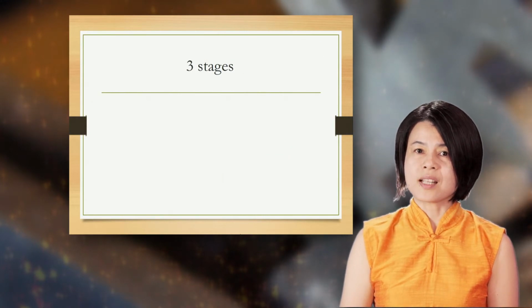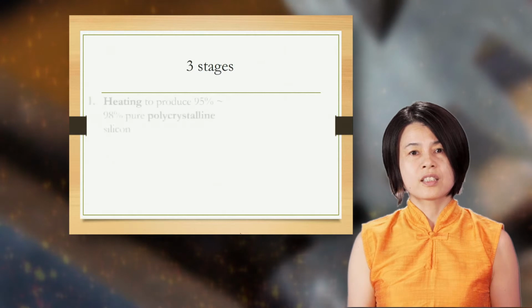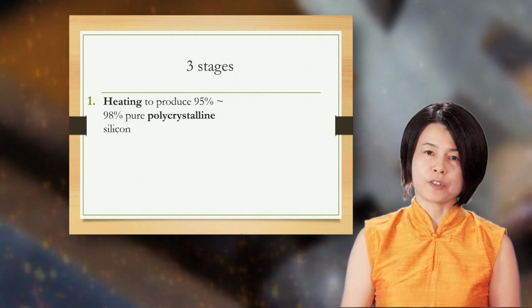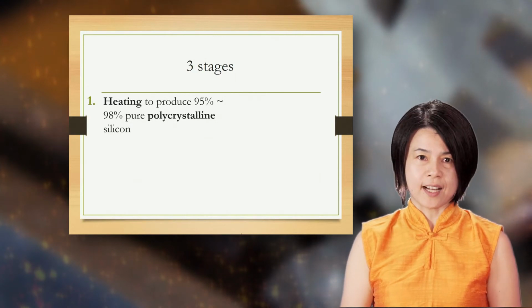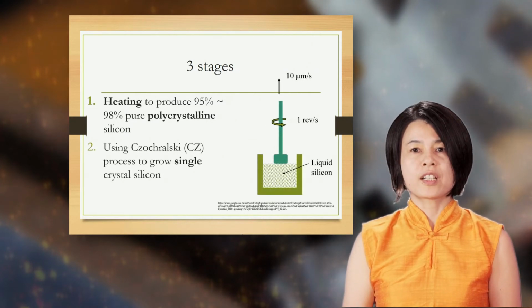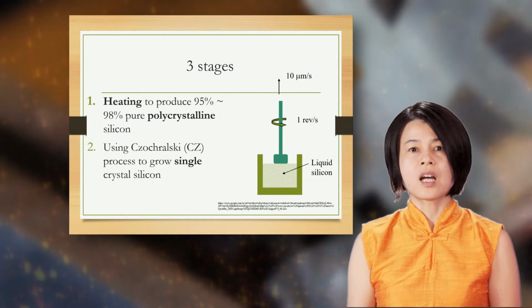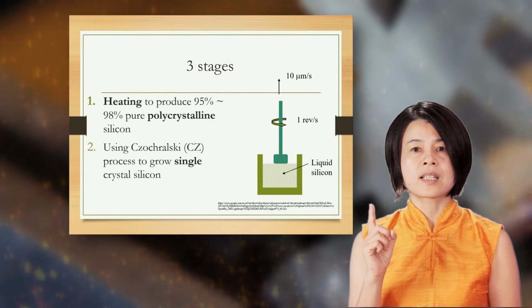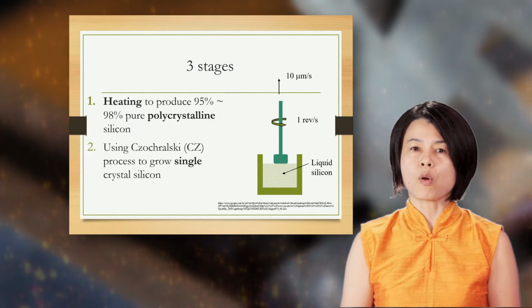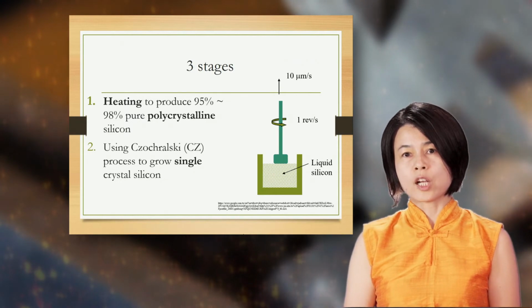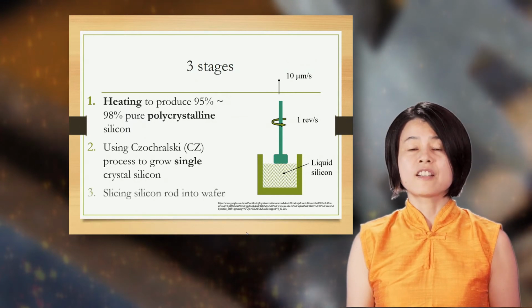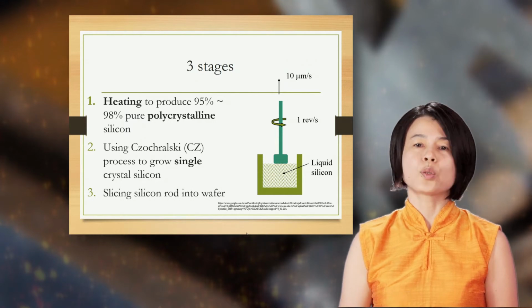Right, here are the process details of the 3 stages. The first one is heating. Heating produces 95 to 98% polycrystalline silicon. The second stage is called CZ. Look at the figure to the right. Liquid silicon at the bottom, a rod at the top, rotates at the speed of 1 revolution per second and pulling up 10 microns per second. This process can grow a single crystal silicon rod. Then, at the final stage, this rod is sliced into silicon wafers.